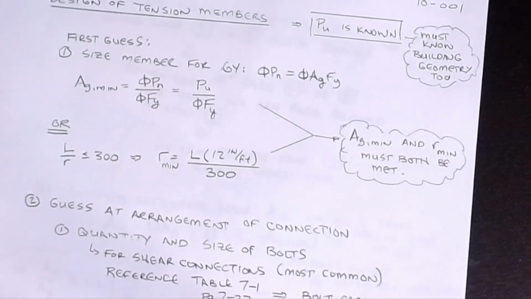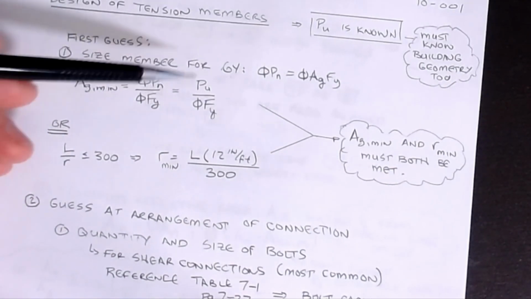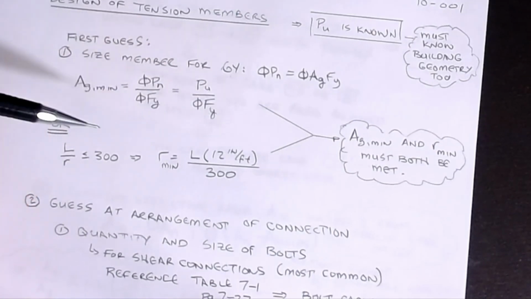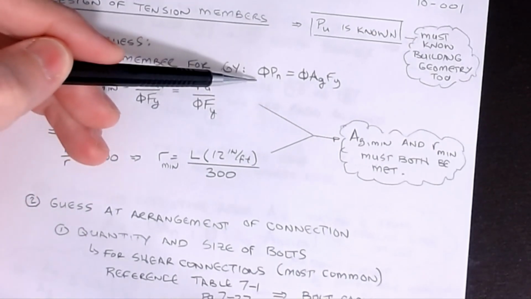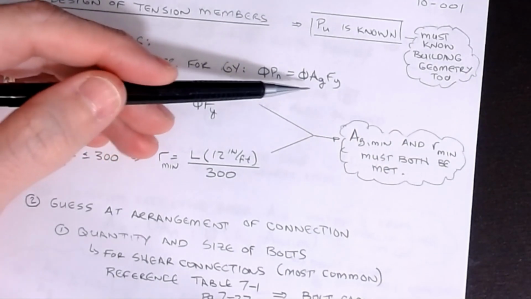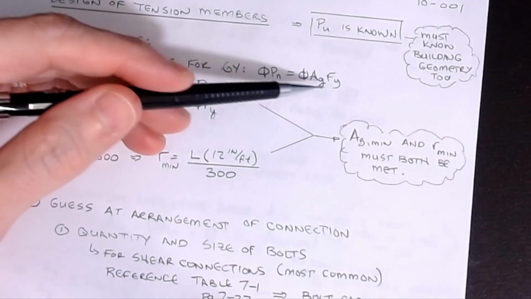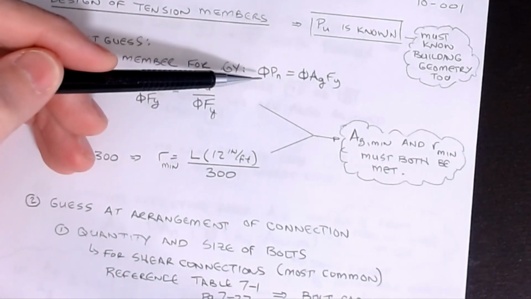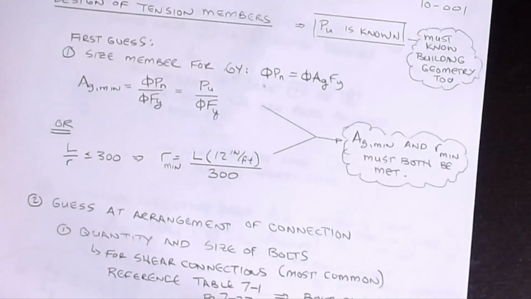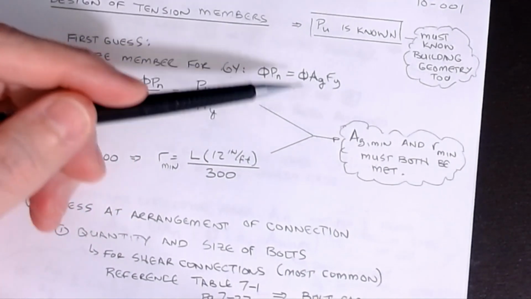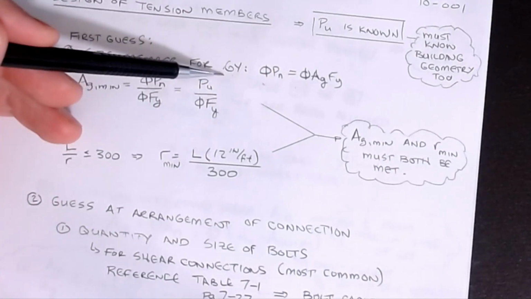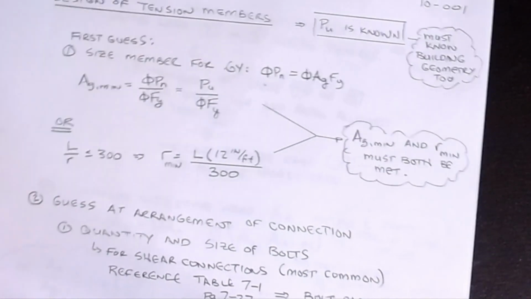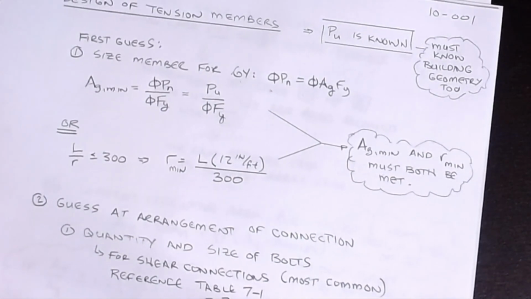The first thing that we look at is we size the member for gross yielding. We've talked in previous videos about how gross yielding is kind of a theoretical maximum on our capacity. So if I know from LRFD that my formula is phi Pn equals phi Ag Fy, where phi is 0.9, Ag is the gross area, and Fy is the yield stress, then I can get an estimate of the capacity of this member. And as long as this is greater than the load, then I should have a safe member for gross yielding. And typically this is the upper bound limit. Not always, but it's a good guess on the maximum load that a particular member size can take.